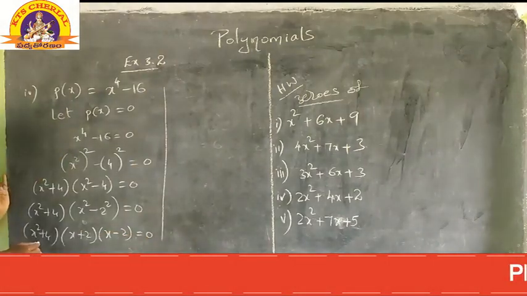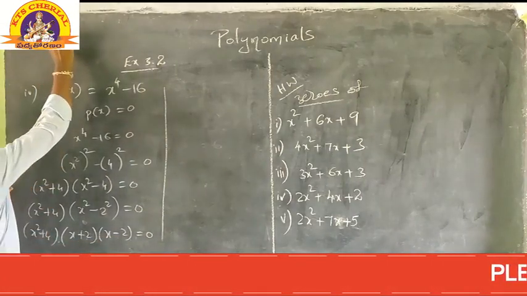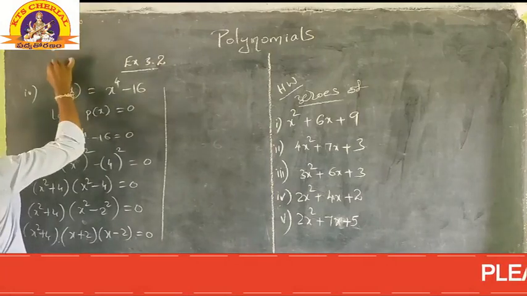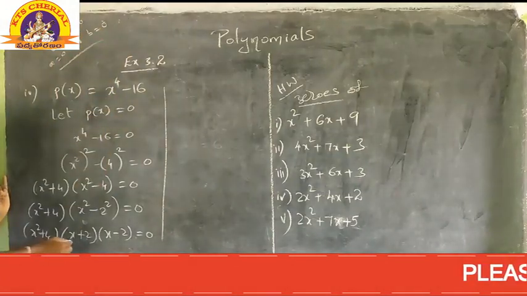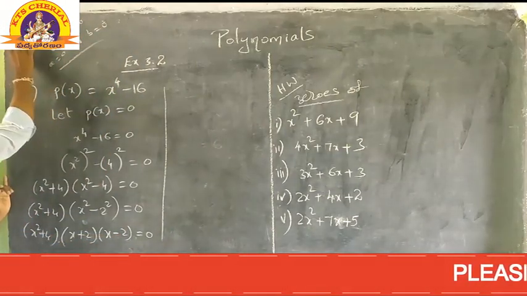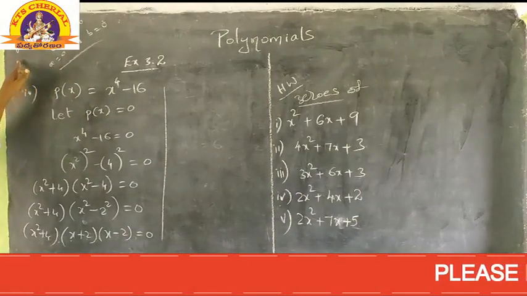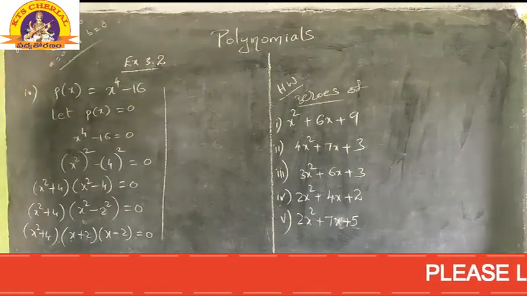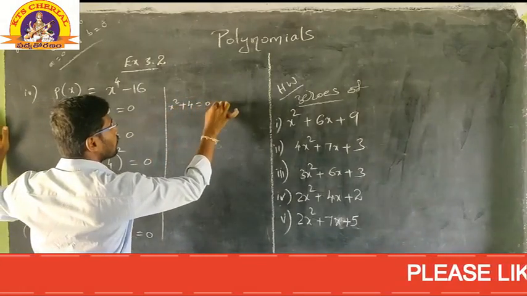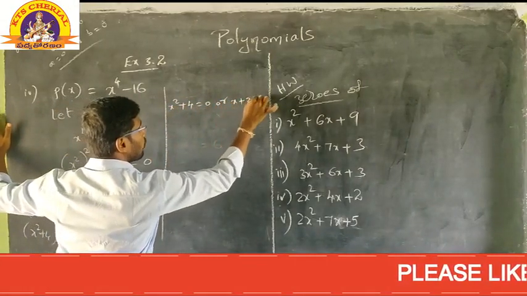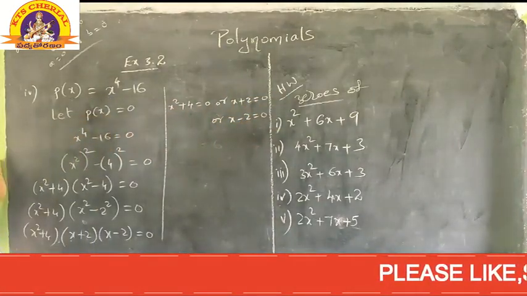Now, what is there in between them? All this multiplication. I already told you, if a into b equals 0, then either a equals 0 or b equals 0. Here how many terms are there? 3 terms. So if a into b into c equals 0, the same condition applies: either a equals 0, or b equals 0, or c equals 0. If you apply those conditions, what do you get? x square plus 4 equals 0, or x plus 2 equals 0, or x minus 2 equals 0. Now you simplify this.